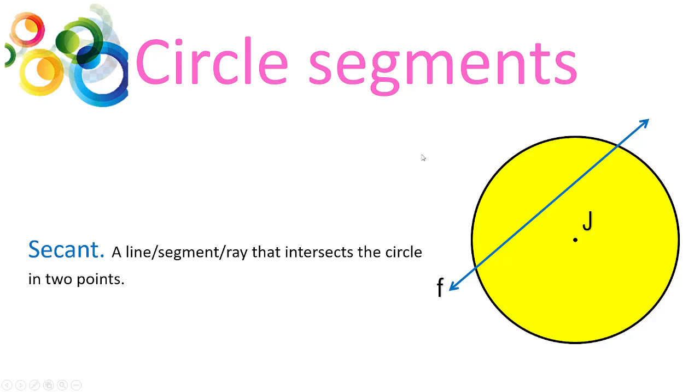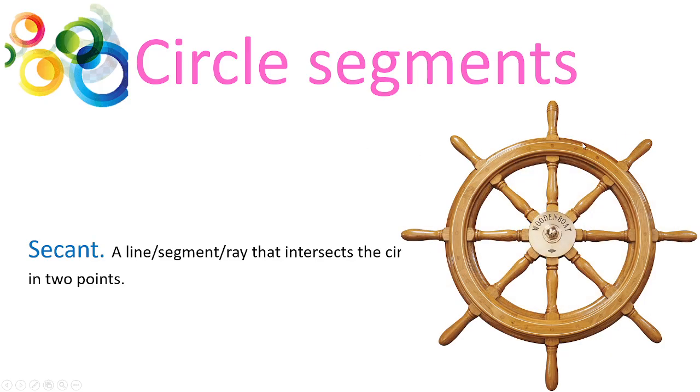So this is an example of a secant, and a real life example would be these sticks passing through the circular part of this whole steering wheel of a boat. So all of these sticks are secant to the circular part, and each passes through 2 points. As you see here, this stick passes through these 2 points of this circular part.